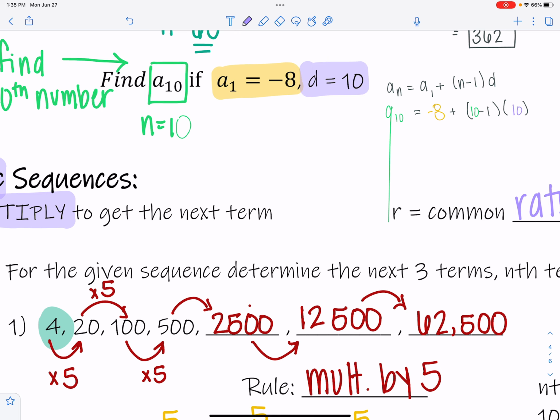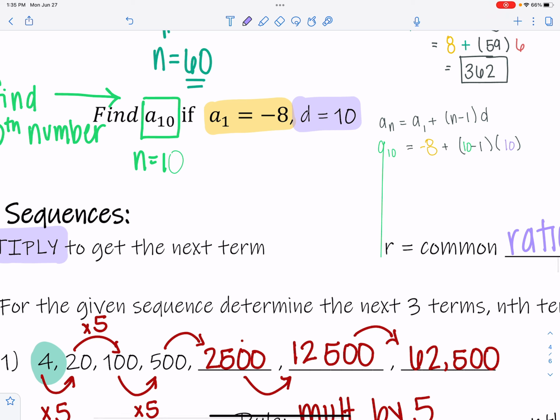So now I'm going to, same thing, distribute that 10, or you could do 10 minus 1 is 9 times 10 plus negative 8. Doesn't matter. Simplify that thing, and you get out that the 10th term for this one is 82. And so that would be your final answer.